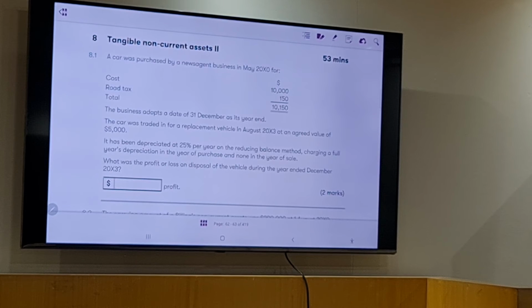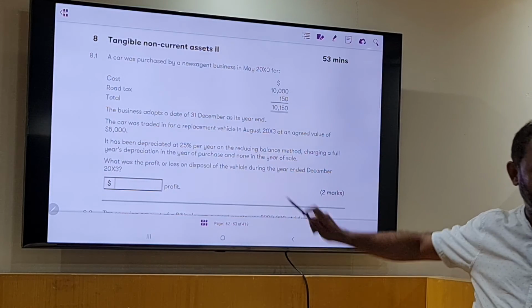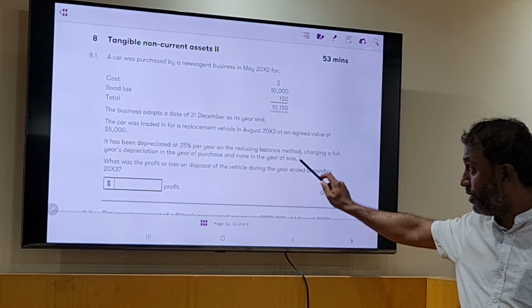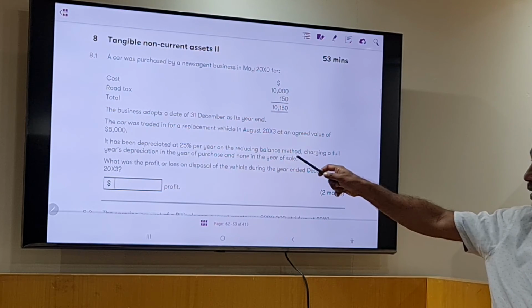That is which year? Year 2010. If we purchase in May, we have to charge a full year. Based on what they say here, you need to see the policy. This paragraph is about the policy. So now how much is the depreciation for the first year?